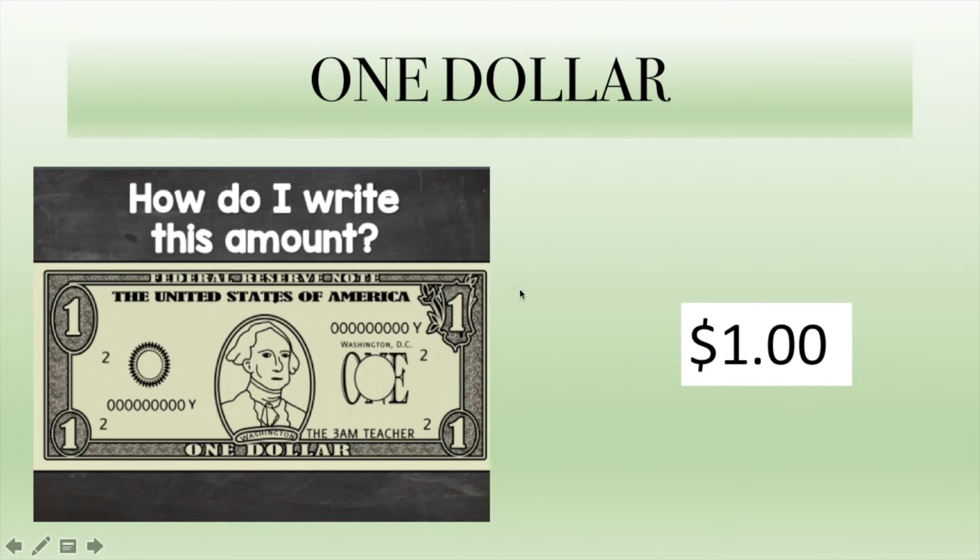So, $1. We've all seen a dollar bill before. It's green. It looks like this, correct? When you're looking at the $1 bill, you notice that there are ones in every single corner that tells you how much this dollar note is worth. How do you write this amount out? Simply like this, dollar sign 1.00, $1 and no cents.